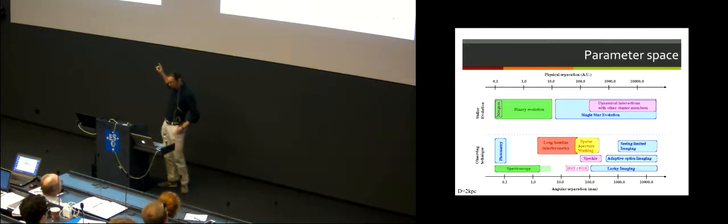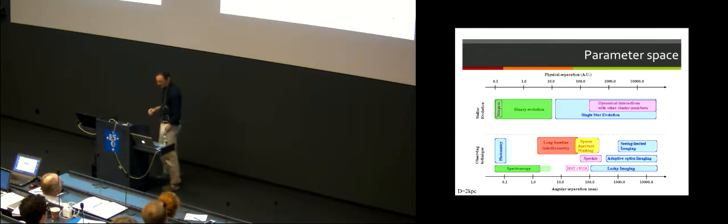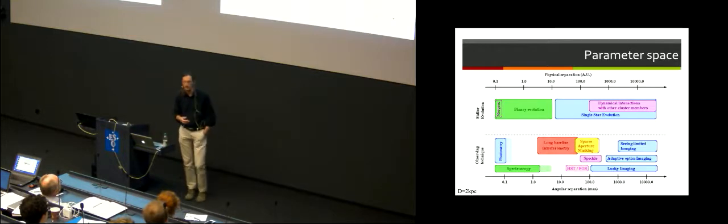So if you want to cover this parameter space, you can only do that with a combination of different techniques, with spectroscopy, with high-quality imaging, and in between using various kinds of high-contrast imaging in which interferometry has played a prominent role in the last few years.